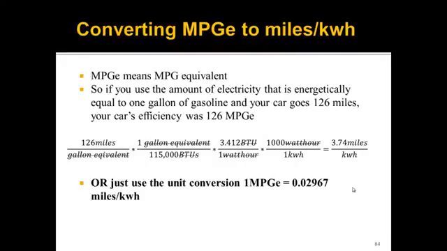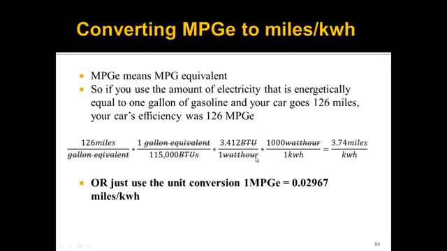So let's see how to go from this. Miles per gallon equivalent doesn't really help us when we have the dollars per kilowatt hour cost. So really what we want is a measure of miles per kilowatt hour. So we start with the 126 miles per gallon equivalent, and then the energy in 1 gallon of gasoline is 115,000 BTUs, so this is just a conversion factor. Another conversion factor is we know that there's 3.412 BTUs in 1 watt hour, and one more conversion factor, there's 1,000 watt hours per 1 kilowatt hour. So that means 126 miles per gallon equivalent is 3.74 miles per kilowatt hour.